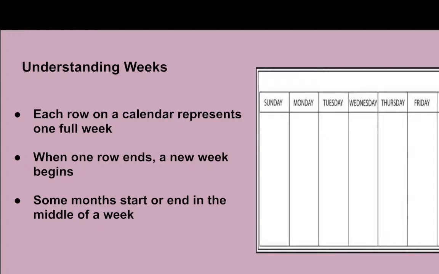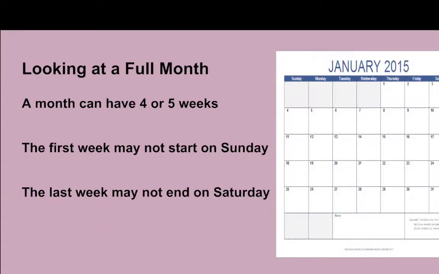Okay, let me move on to the next slide. Let's look at a full month. A month can have 4 or 5 weeks, and the first week may not start on Sunday, and the last week may not end on a Saturday. Let's look at the January 2015 calendar and see how many weeks this month has. We have 1, 2, 3, 4, 5. There are 5 weeks in January 2015.